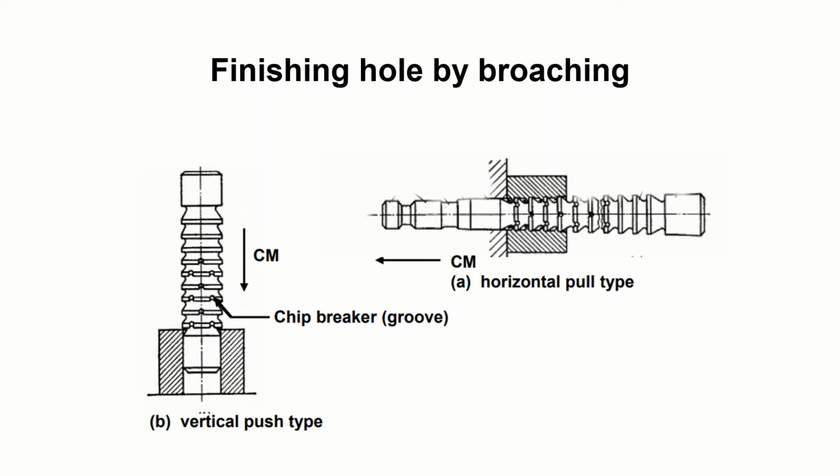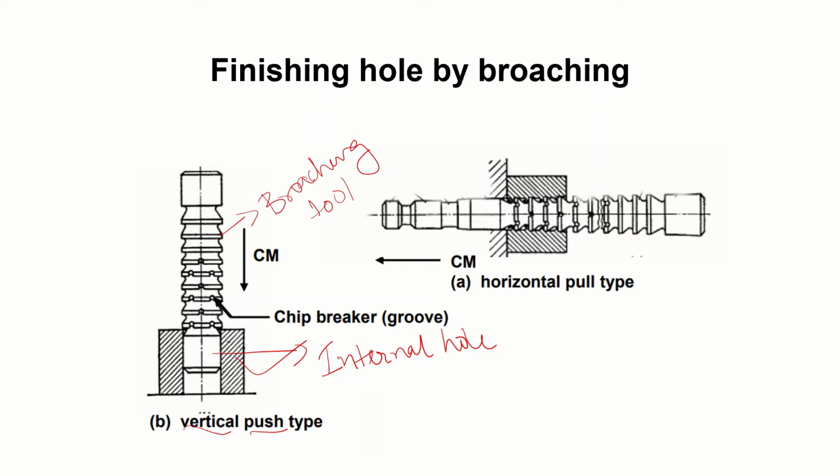And here in this figure also you can see a broaching tool which is used to machine the internal holes. Here this one is the workpiece, and this is its internal surface, the internal hole. And this internal hole is finished by a broaching tool. This is the broaching tool. What you are actually seeing is the broaching tool, and it is called push type. Why? And again it is called vertical. Vertical means it is arranged in the vertical direction, and push means it is actually pushed into the workpiece.